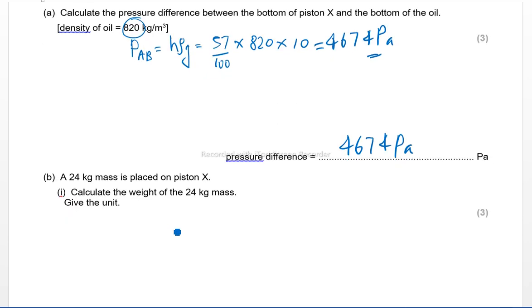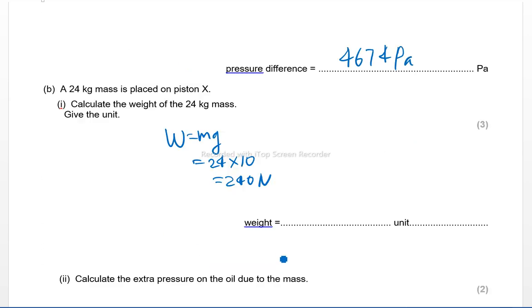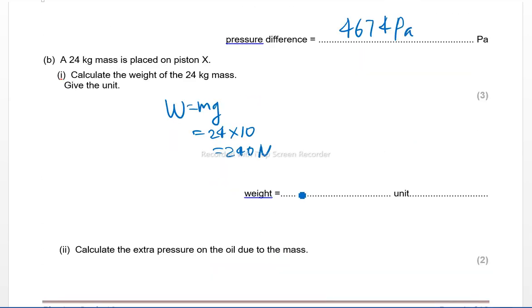Okay, right. A 24 kilogram mass is placed on piston X. Calculate the weight of the 24 kilogram mass. Give the unit. That's a very easy question, children. W is equal to mg. Just a simple equation. F equals ma has got converted in terms of weight, and gravity, if we consider it, as W equals mg. So mass is 24 kilograms. Gravitational acceleration is 10. So you get the answer as 240. What's the unit? Newtons. So here we'll write the answer 240, and here we'll write the unit newtons.